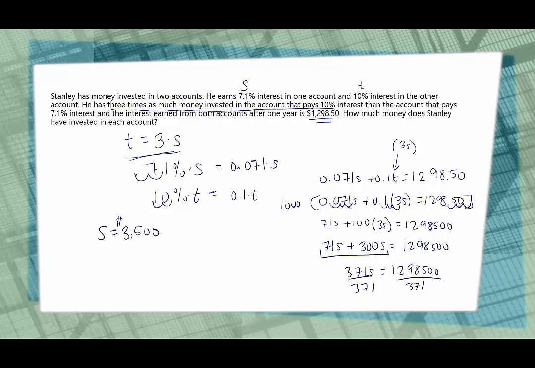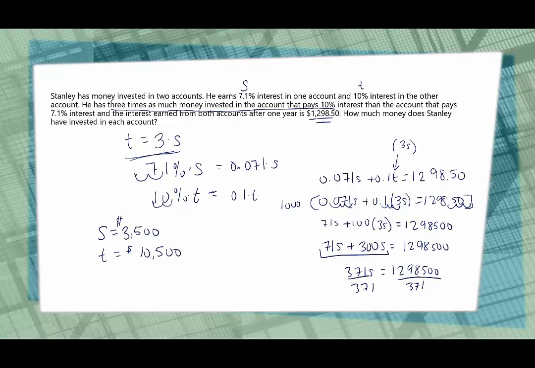And if there was $3,500 invested in the account with 7.1% interest, how can we figure out how much was invested at 10%? Well, we know it's 3 times more, so we're going to multiply by 3. And when we multiply by 3, we get $10,500. Oh, that looks like an extra 1. Sorry, dollar sign. Let's try that again.